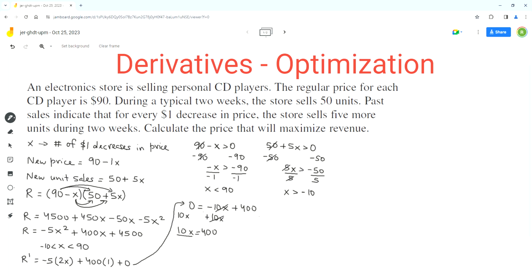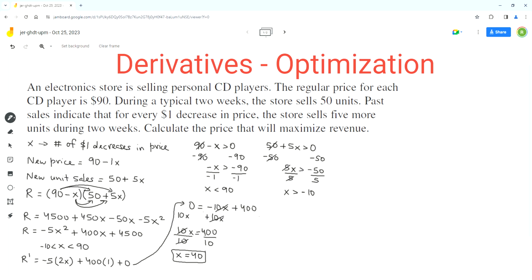And now we can divide both sides by 10. So the 10 on the left side will cancel each other out and we get x equals 40. And this value lies in the interval we found. So this is a valid answer. Now we'll calculate the revenue at 3 x values, negative 10, 40 and 90 and see which x value gives us the maximum revenue. So we'll use the revenue function we found here.